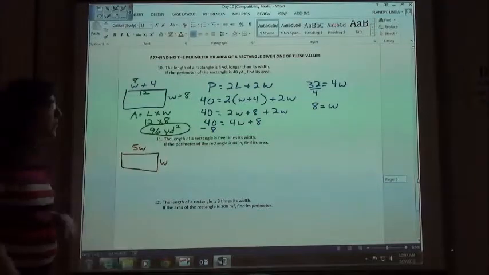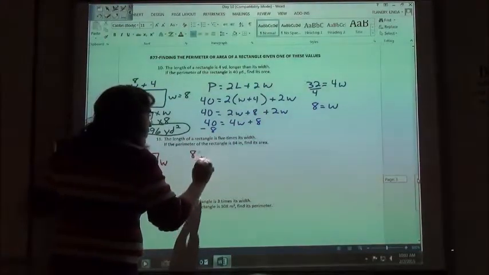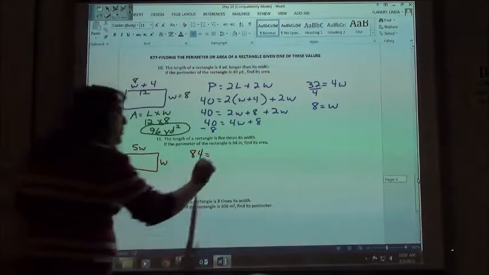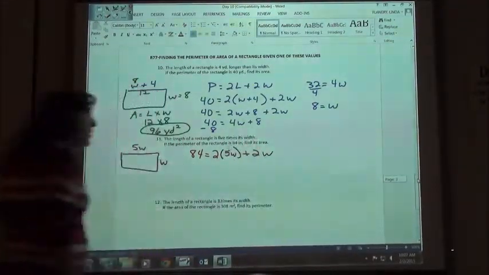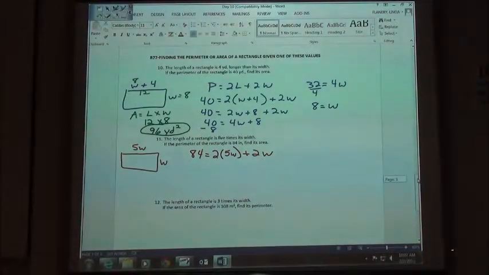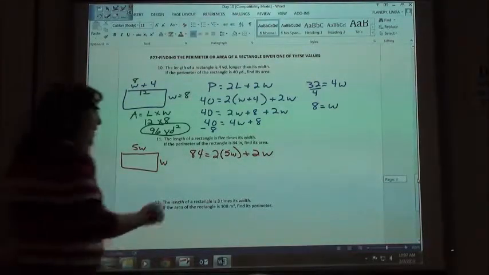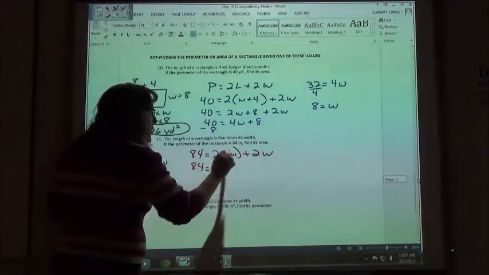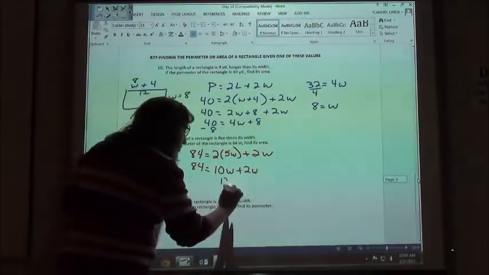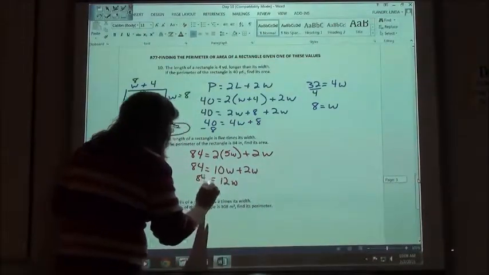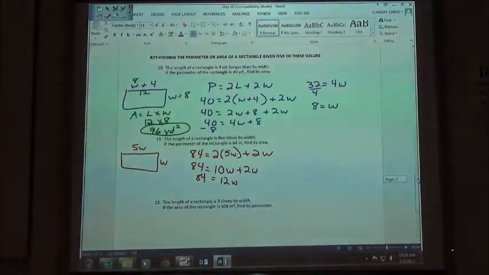Again, it's telling me the perimeter. My perimeter is 84. I know that the formula for perimeter is to take 2 times my length of 5W plus 2 times my width, which is just a plain W. So solving that, 2 times 5W is 10W, and 10W plus 2W is 12W. So 84 is going to equal 12W. In order to solve that for W, I'm going to divide by 12.